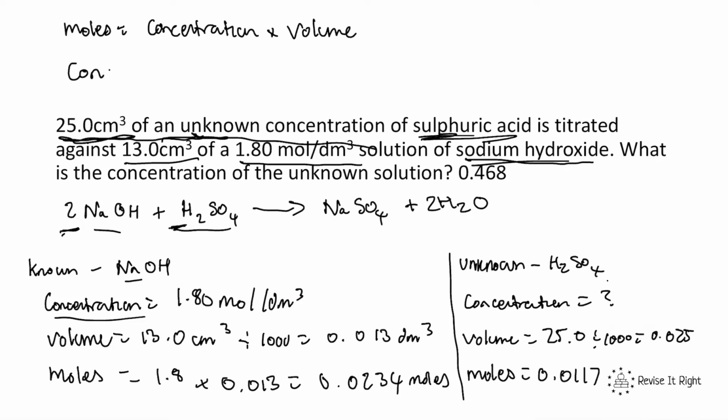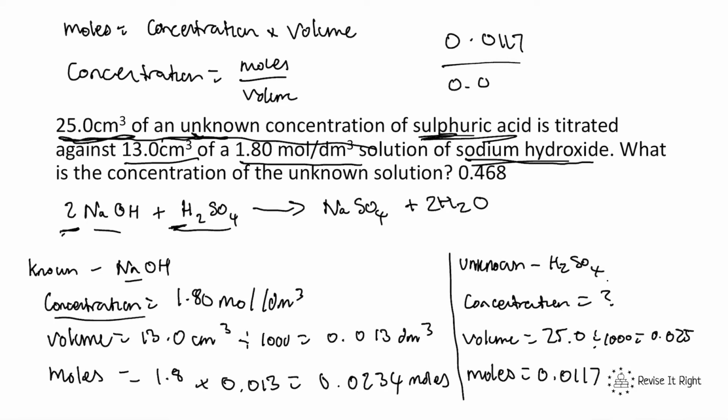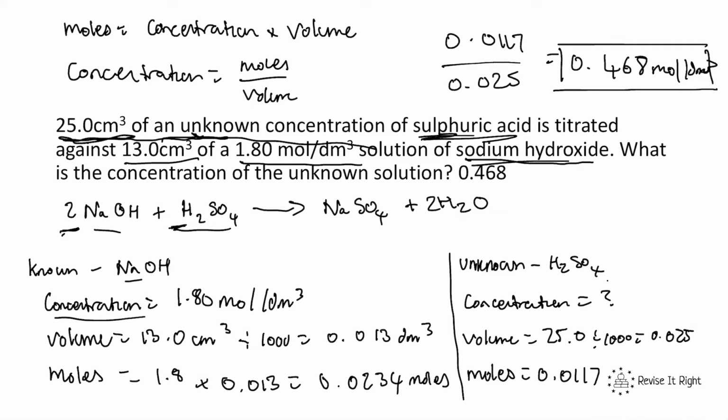Okay, so let's write that up here. Concentration is equal to our number of moles divided by our volume. If we put that into our equation, here we've got our moles, which is 0.0117, divided by our volume, which is 0.025. That will give us our concentration. Put that in a calculator and you get 0.468. Now we've just worked out concentration, so it's moles per decimeter cubed. And that is your answer to this question here.